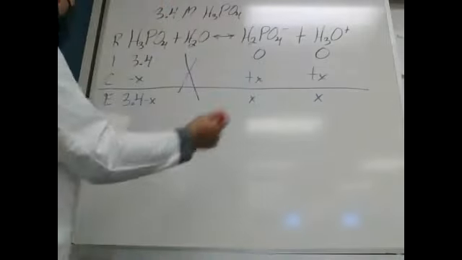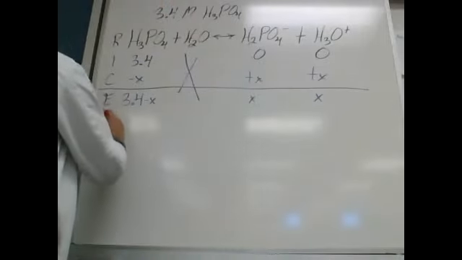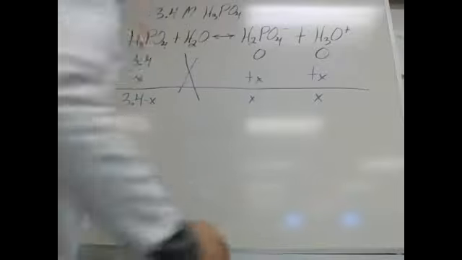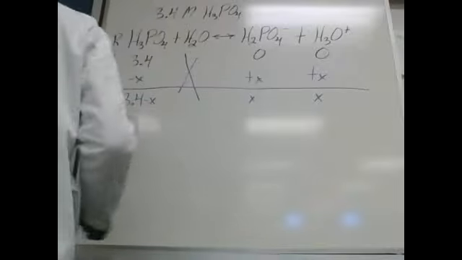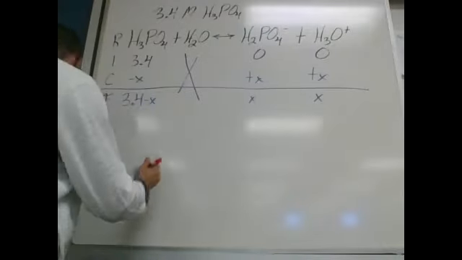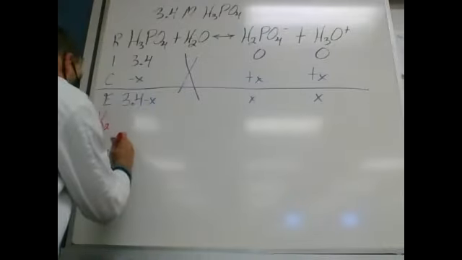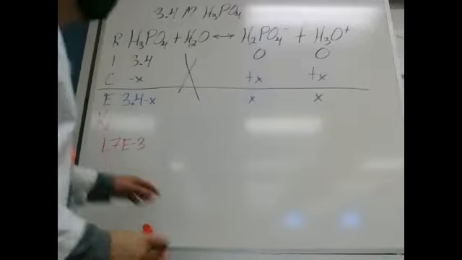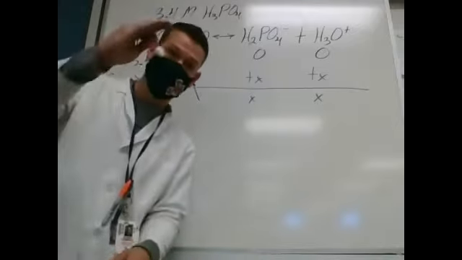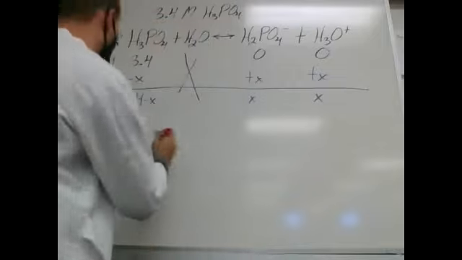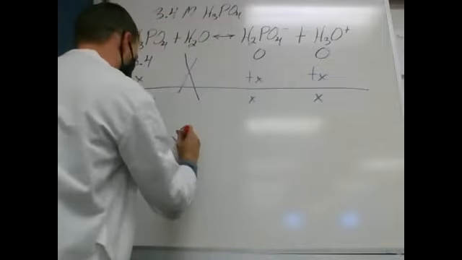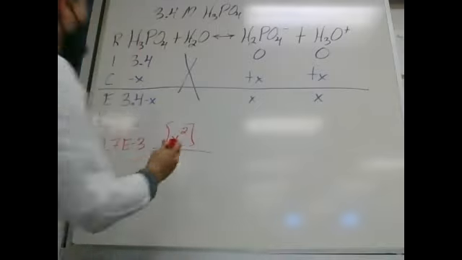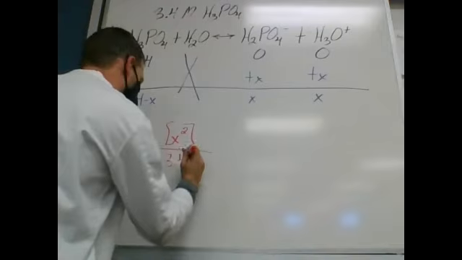So this is an equilibrium deal. I do have a given Ka value, which is nice in the problem. The problem says that Ka is 1.7 E negative 3. All right, and I know that K equals products over reactants. The products is X squared. The reactants is 3.4 minus X.